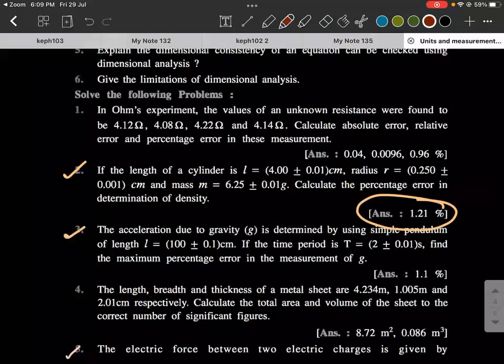Can we increase the speed? Can you try increasing the speed? Do it fast. The acceleration due to gravity is determined by a simple pendulum of length L equal to 100 plus or minus 0.1 centimeter. The time period is 2 plus or minus 0.01 second. Find the maximum percentage error in the value of G. For that, you need to know the previous formula that we derived: T is equal to 2 pi into root L by G.